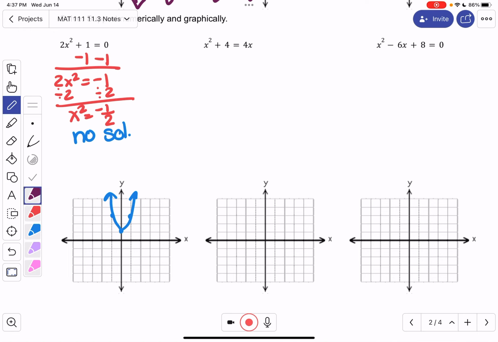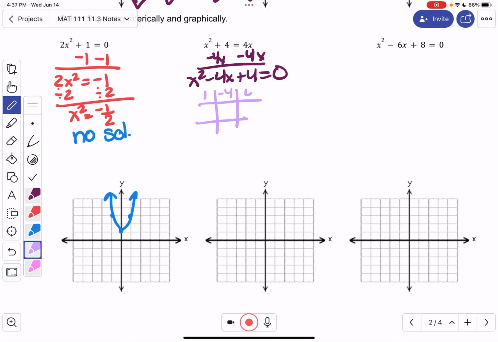All right, let's look at this one. Here we have an x squared and an x. So we need to get everything on the same side so that it equals 0. Subtract 4x from both sides. So we have x squared minus 4x plus 4 equals 0. Now we can factor.